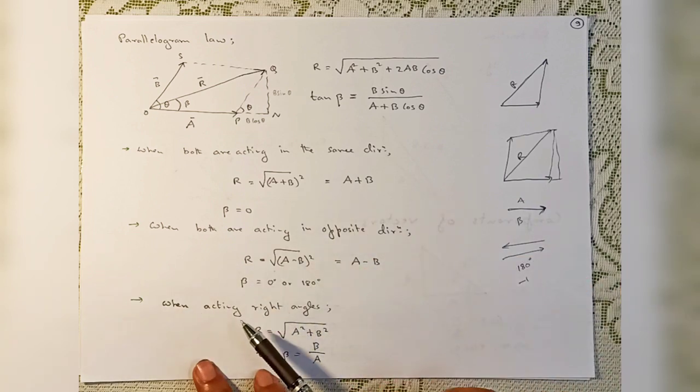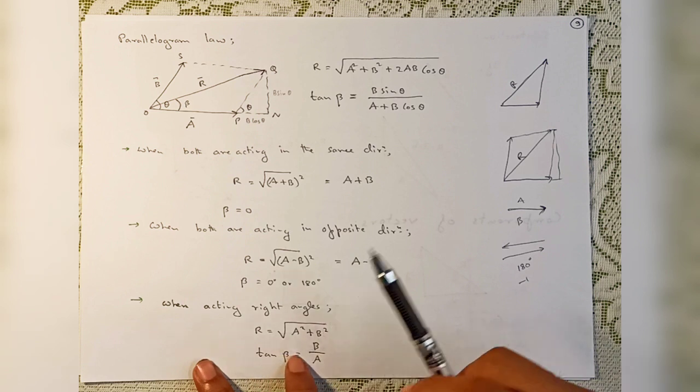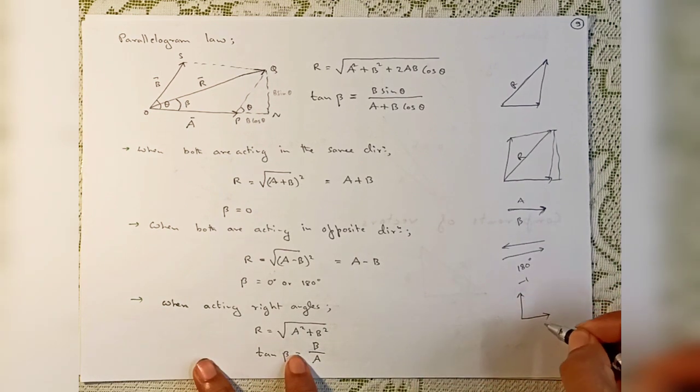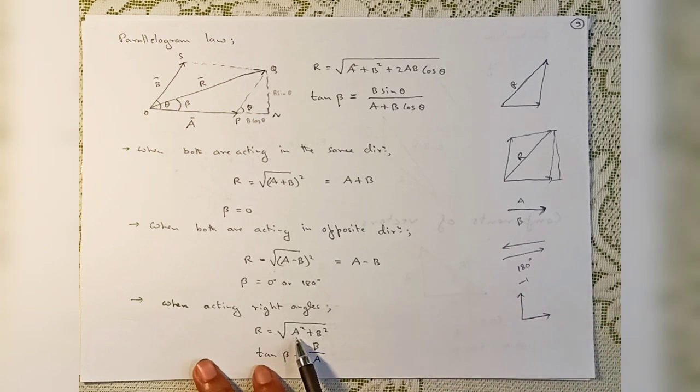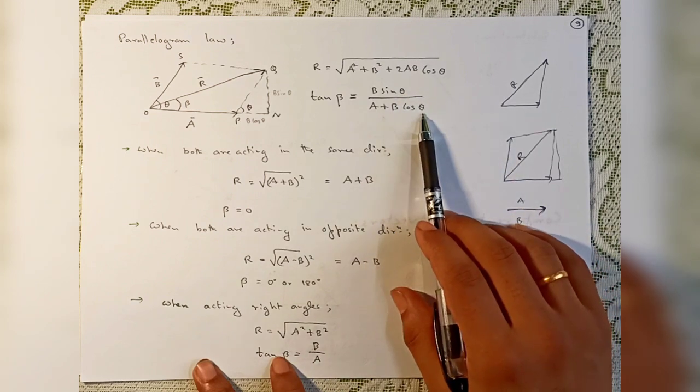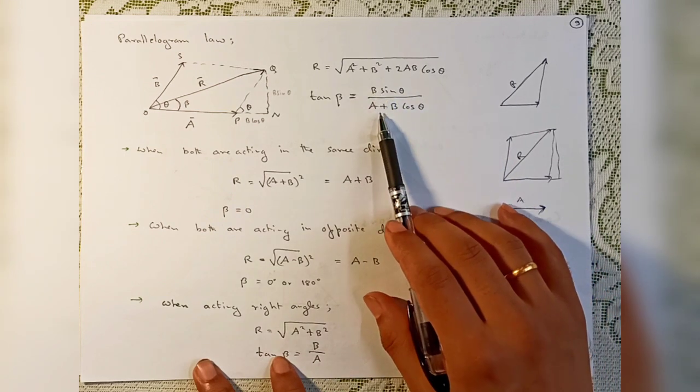When A and B are acting at right angles to each other, the resultant is the square root of A square plus B square, and tan beta is B divided by A, because sin 90 is 1 and cos 90 is 0, therefore you are left with B and A.